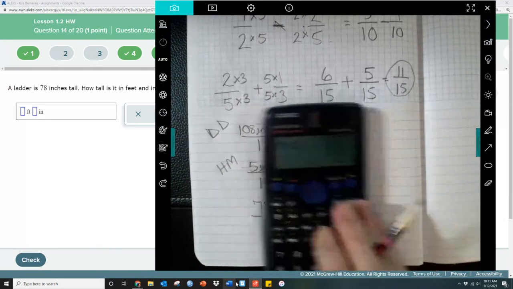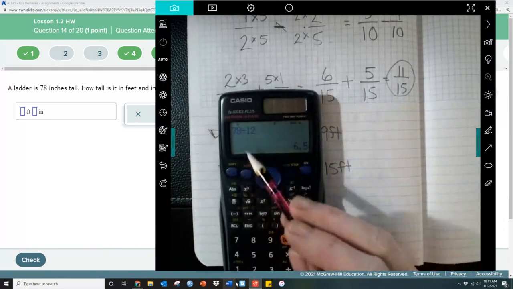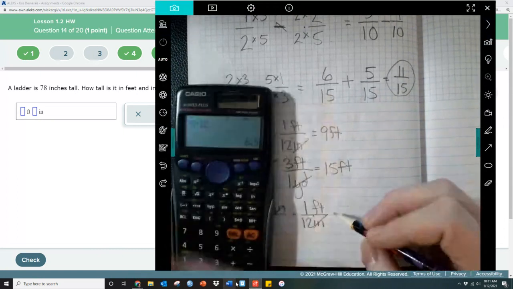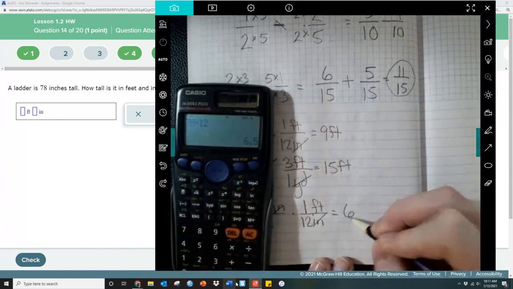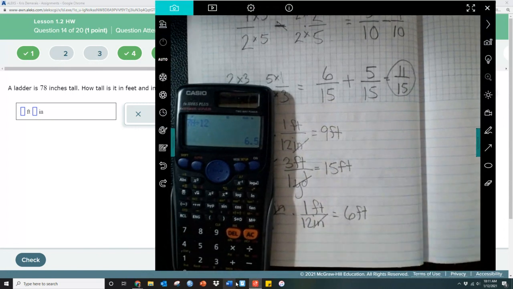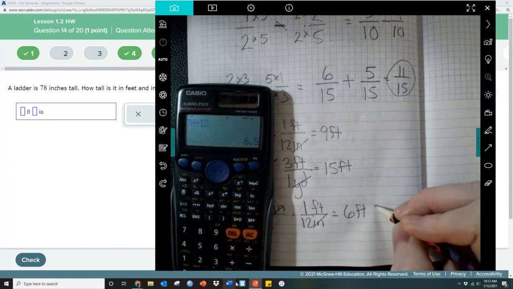All right, so we have this. 78 divided by 12 gives us 6.5. That means we have 6 feet, right? And then what is half a foot? Well, half a foot is half of 12 inches, which is 6 inches.